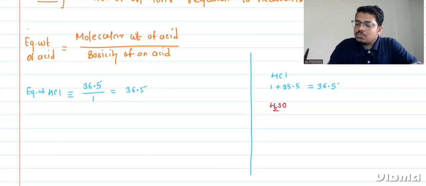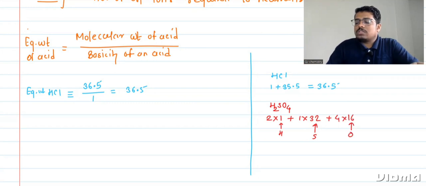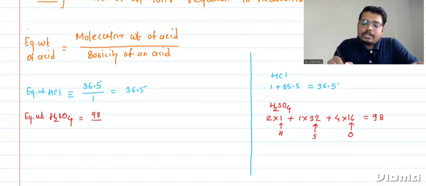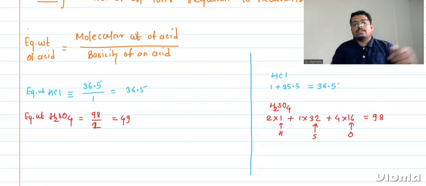Next example is H2SO4. Let us find the molar mass first. 2 into 1, where 1 is the atomic mass of hydrogen, plus 1 into 32, where 32 is the atomic mass of sulfur, plus 4 into 16, where 16 is the atomic mass of oxygen. Total becomes 98. So the equivalent weight of H2SO4 is 98 divided by the N factor, which is 2. Equivalent weight is equal to 49.